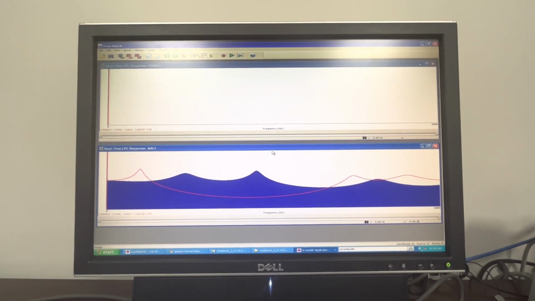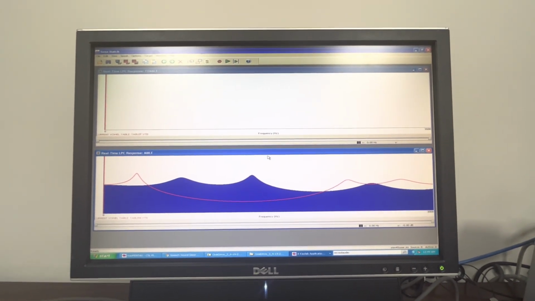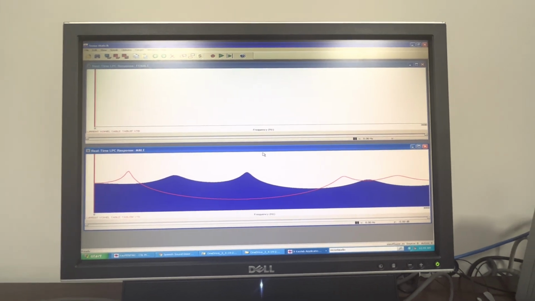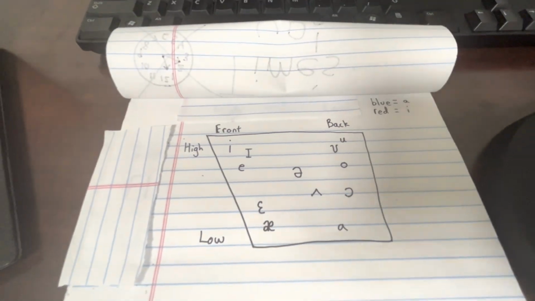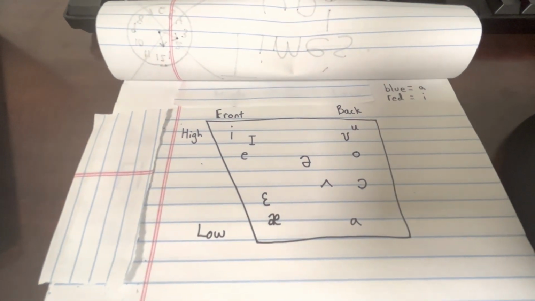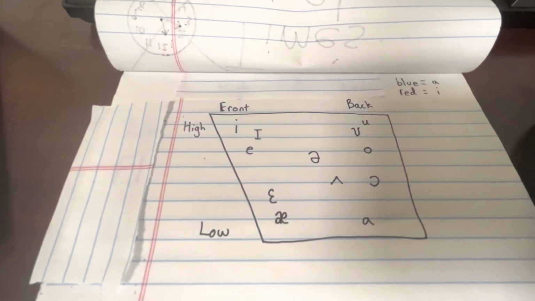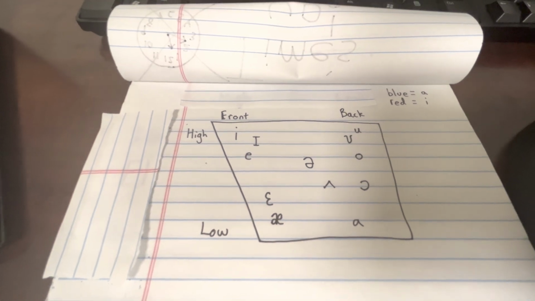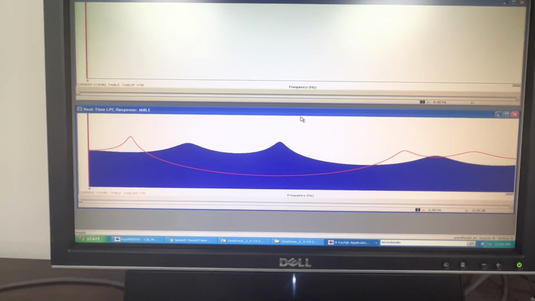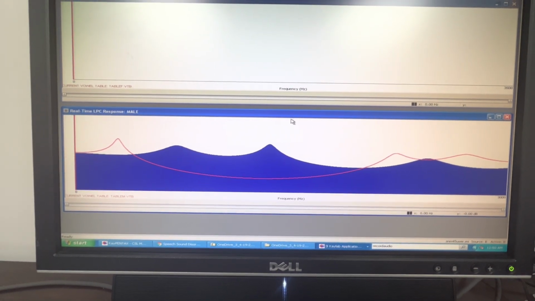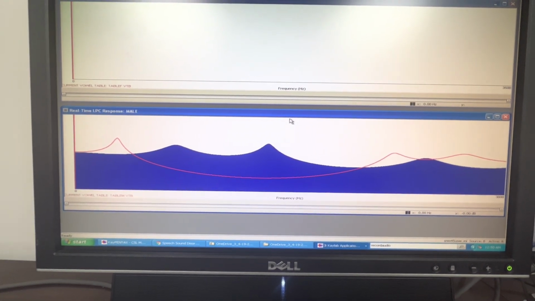So let's just talk about tongue height for the moment, and let's just think about F1 for the moment. So we see that in terms of tongue height, the E sound has a high tongue height, and ah has a low tongue height. E has a low F1, ah has a high F1.